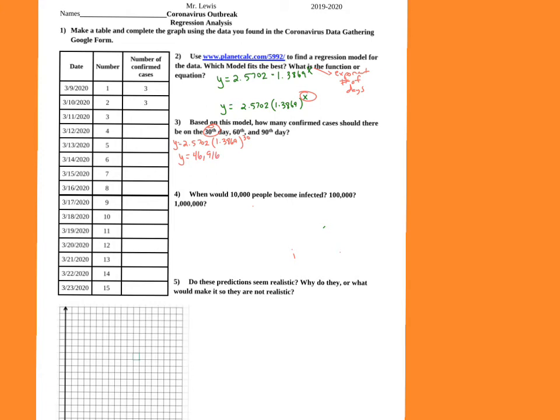Now I'm doing the same thing for 60 days. So this time I'm going to do y equals 2.5702 parentheses 1.3869, this time to the 60th power. When I do that, it's going to give me this gigantic number, which once again really shows that maybe we don't have enough information to make a fair regression analysis yet. 856 million. Better double check my math.